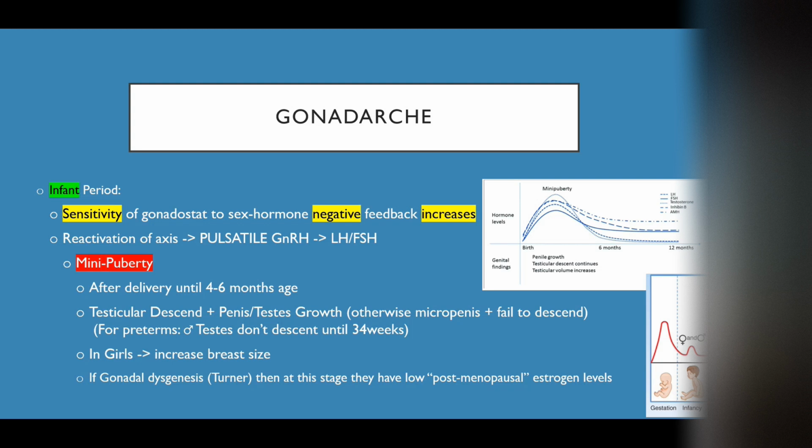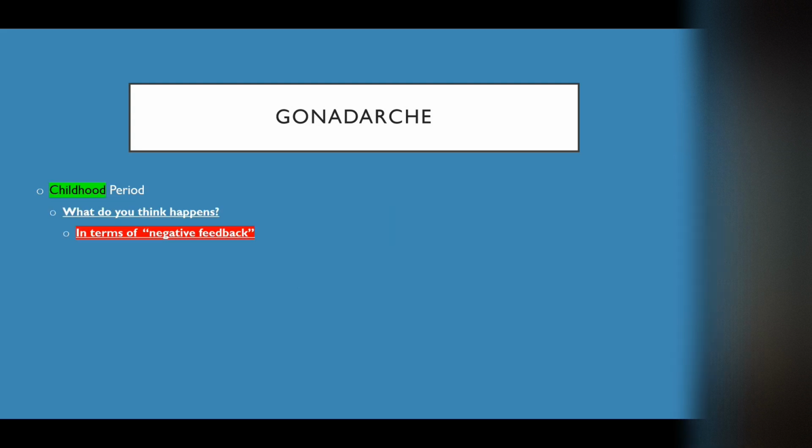Good. In girls, there's some increased breast size. If you have some pathology, then you have a problem with the estrogen levels. So that's your mini puberty: penile growth, testicular volume increases, descent. It's a bit like puberty, but not maturing you and making you an adult reproductive person. It's just the first step between males and females. That's your mini puberty, from birth until 4 to 6 months. Then childhood. What happens in childhood in terms of negative feedback?